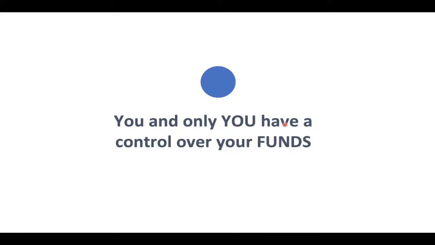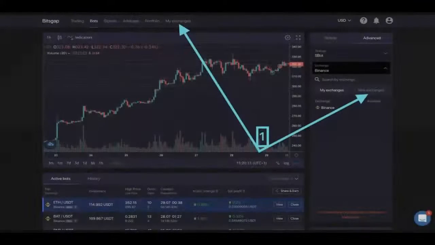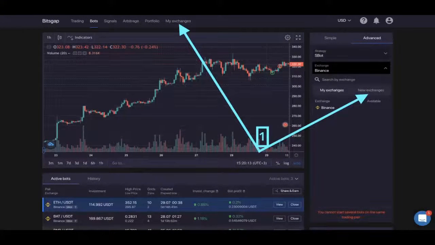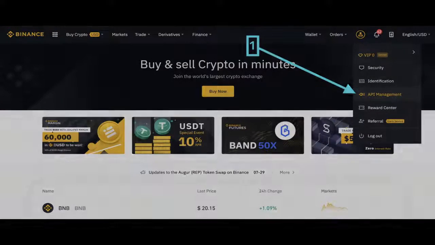And one important thing for you to know is that you are the only one who has full control over your funds. With the API, which is known as Application Programming Interface, you basically enable Bitsgap just to execute trades on your behalf. And that's it, all right? Nobody else has control over your funds. You are the only one who can withdraw funds or deposit funds on your exchange account. At Bitsgap, we just have this ability, using API, to execute trades on your behalf because of the permission you've granted. So I will show you a quick guideline.